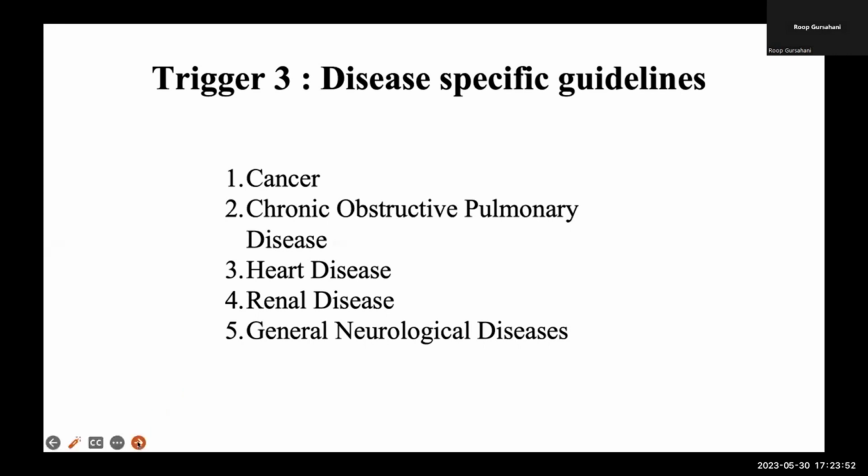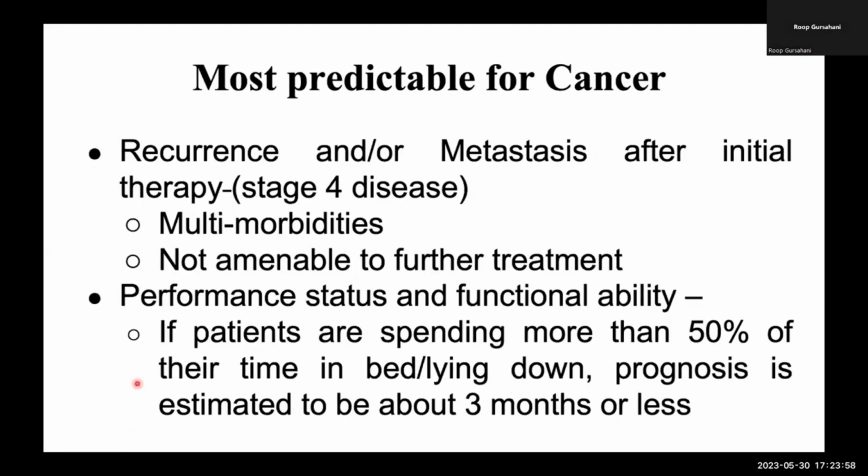When you look at diseases, you get a little more specific. And this is most specific for cancer. So once there is recurrence and or metastasis after initial therapy, basically for stage 4 disease, especially if there are multimorbidities, that's a pointer. The other pointer is if somebody is spending more than 50% of their time in bed or lying down, then prognosis is estimated to about 3 months or less.